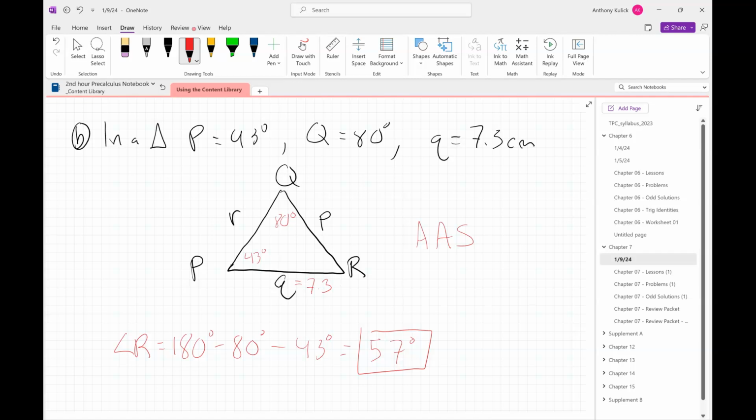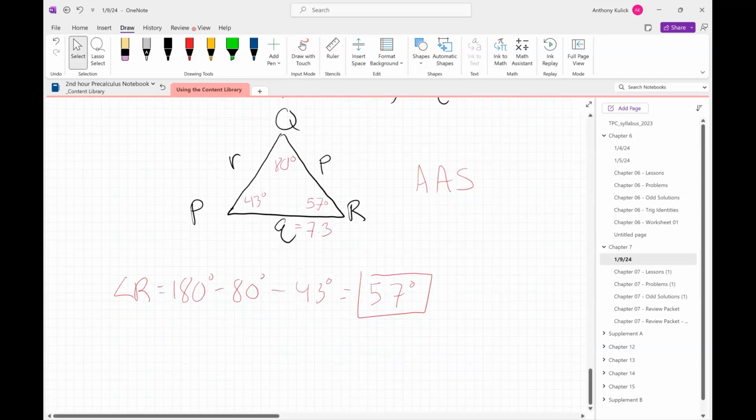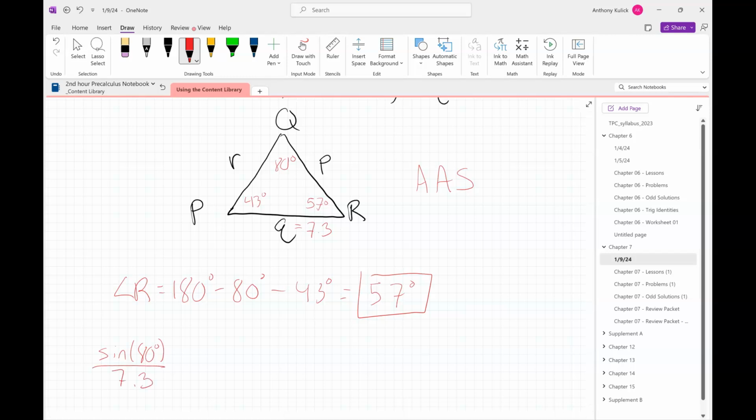So far, so good. Okay. Let's set up our law of sines then. Which ratio should I start with? Sine of what over what? Great. Sine of 80 over 73, because that's the only pair of angle and side that I know both of.